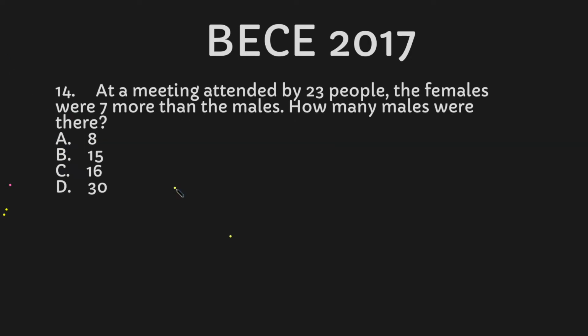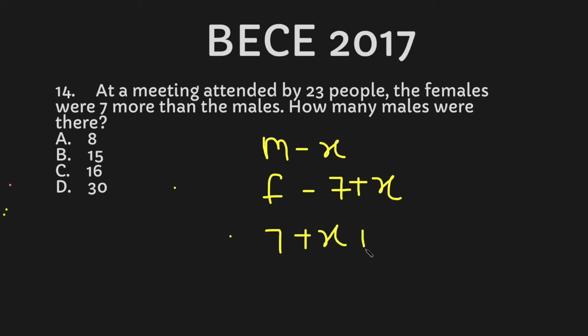For question 14. At a meeting attended by 23 people, the females were 7 more than the males. How many males were there? So first off, we know that the females are 7 more than the males. So whatever the males are, we will represent it by x. The females will be 7 plus x. We will now form an equation with this. Since we know the total number that attended the meeting, both male and female, we would have 7 plus x is equal to 23.